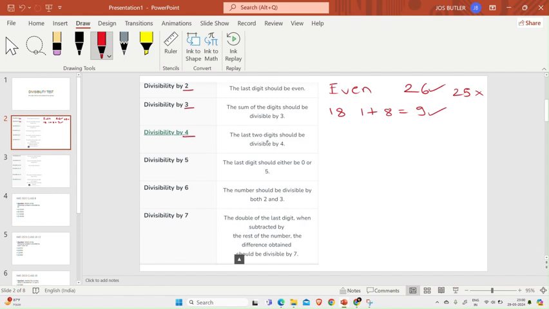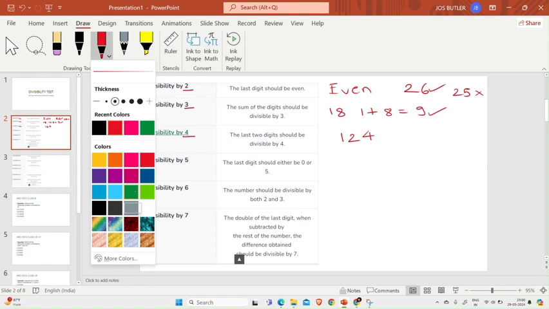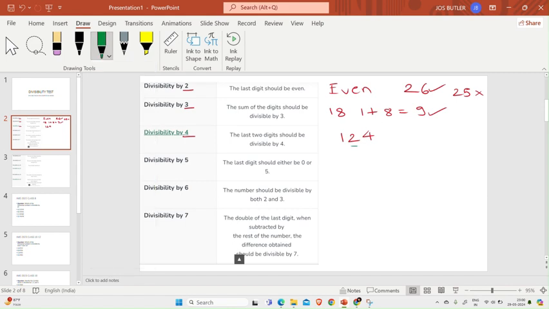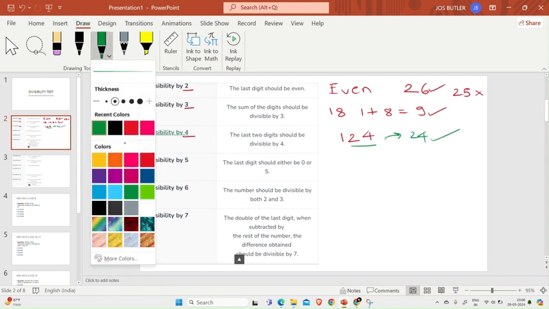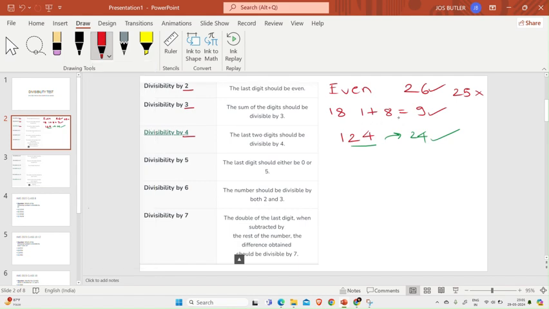For 4, the last two digits should be divisible by 4. For example, I have a number, say 124. So the last two digits in this are 24, right? So 24 is divisible by 4. So it is the answer. And another example, or let's say you can say exceptional rule. For example, you have two zeros at the end, 100. So 100 is divisible by 4.